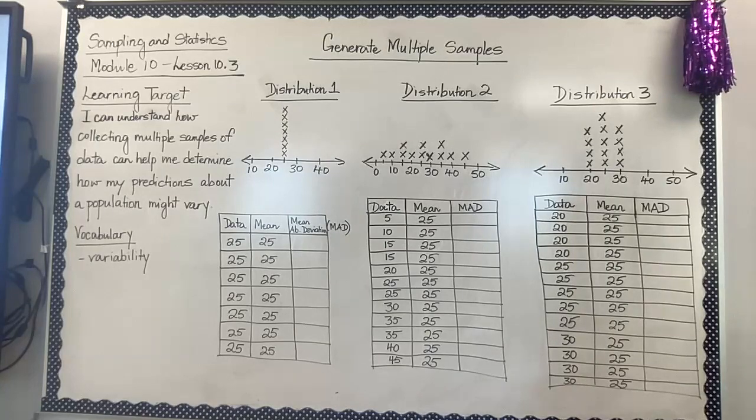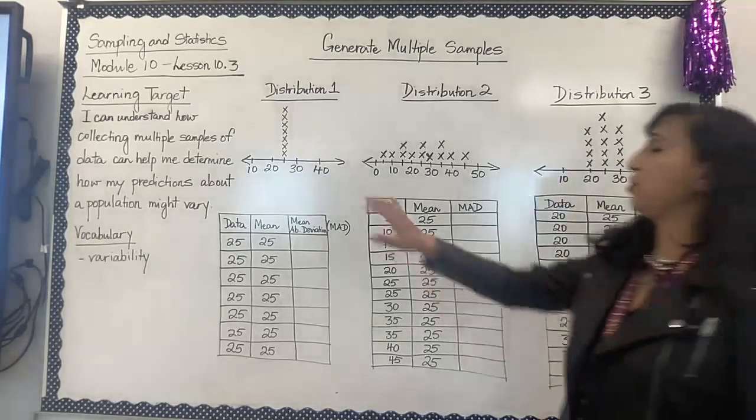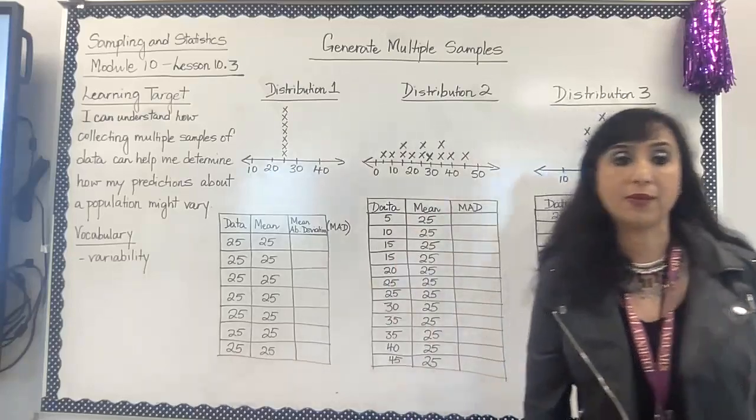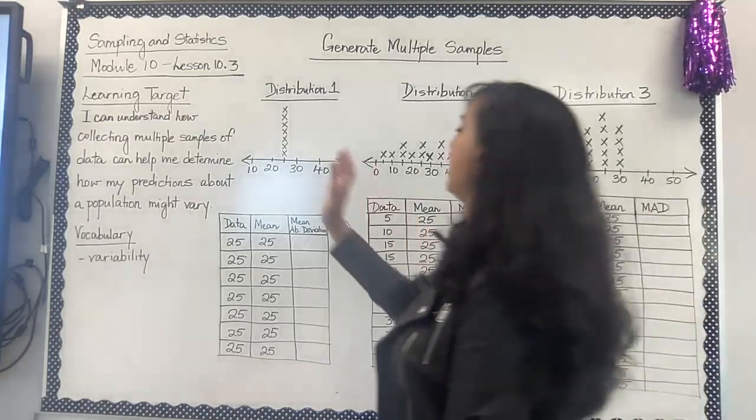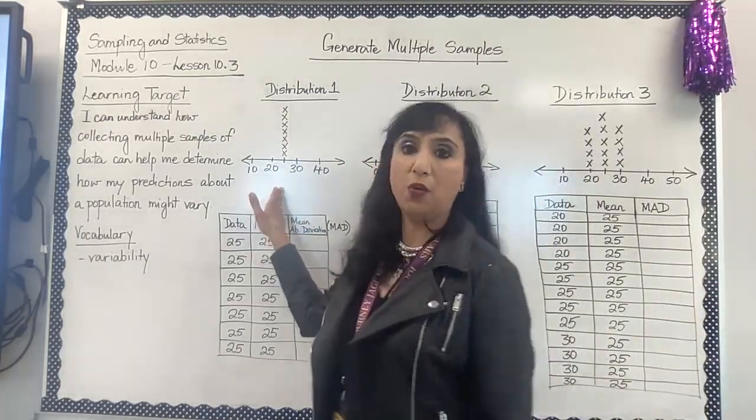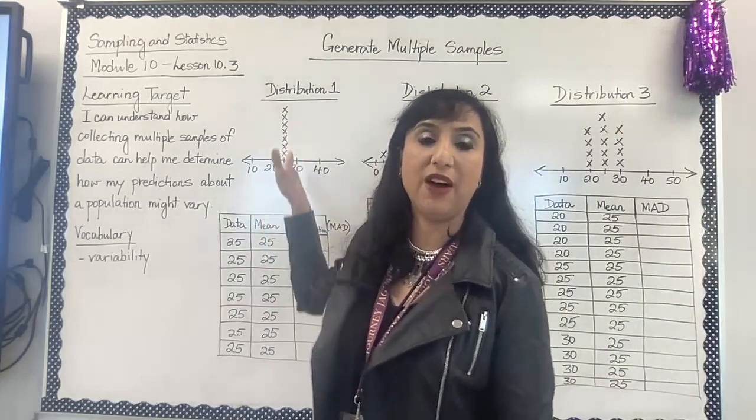Let's look at the first one, distribution one. When I look at that distribution, do you think the distribution has high, low, or no variability among the samples? When I'm looking at this, I'm seeing that everything is clustered in one place, which is 25.